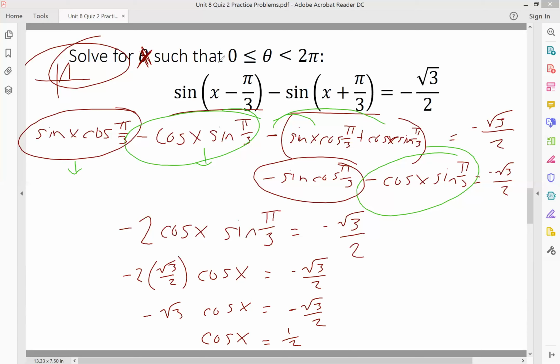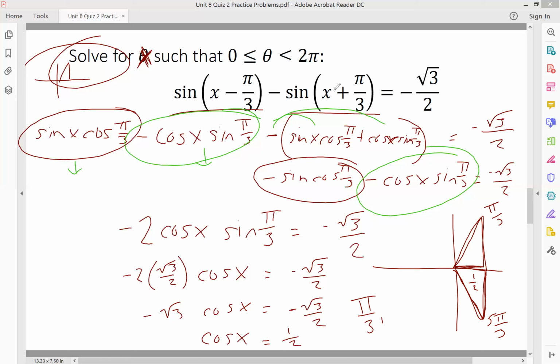So cosine of x equals 1/2, and cosine, our x value, is equal to 1/2 at, ironically, pi over 3. You go over 1/2 and root 3 over 2. But cosine is also positive in quadrant 4, so that would be down pi over 3, which would give us 5 pi over 3. And 6 pi over 3 is equal to 2 pi. So those are our two answers, pi over 3 and 5 pi over 3.